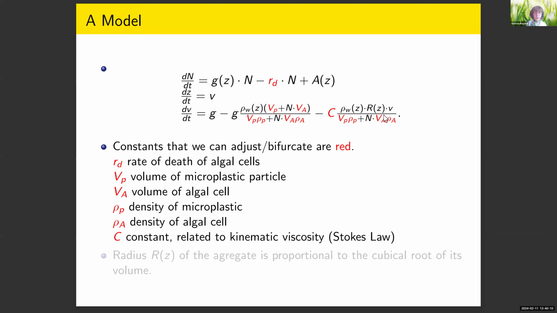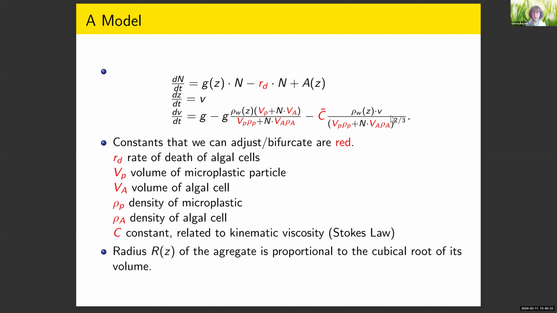Then also the radius is proportional to the cube root of the total volume. Total volume is here, so we can further simplify this expression. So this is the final system that we can study.